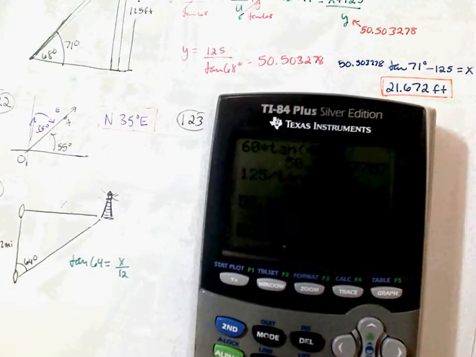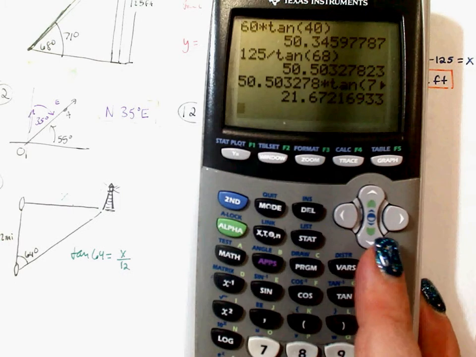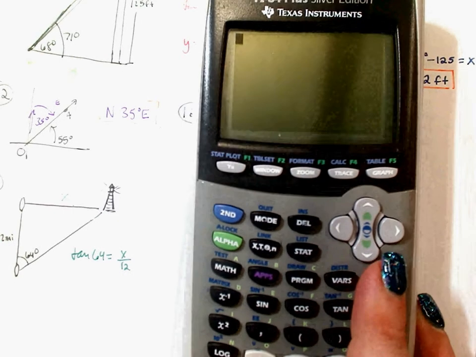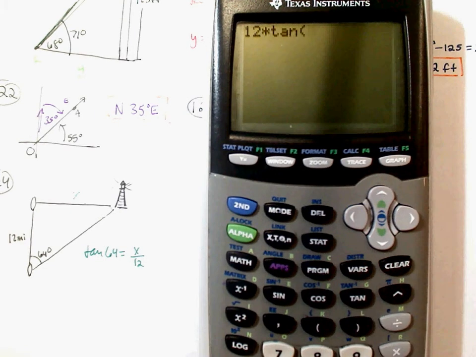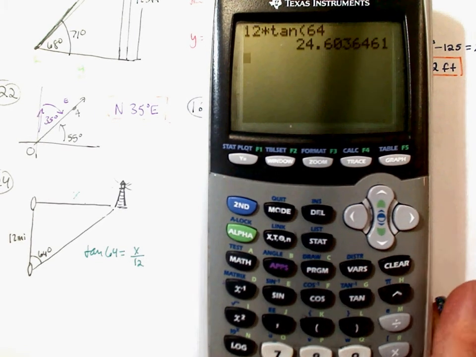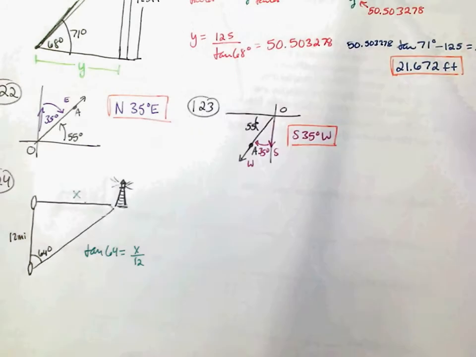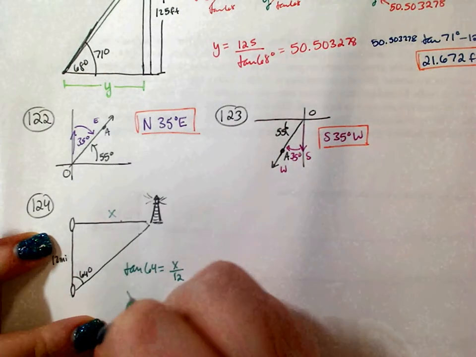Anticlimactic question. Okay. 12 times tangent of 64 degrees is 24.604. So x equals 24.604 miles.